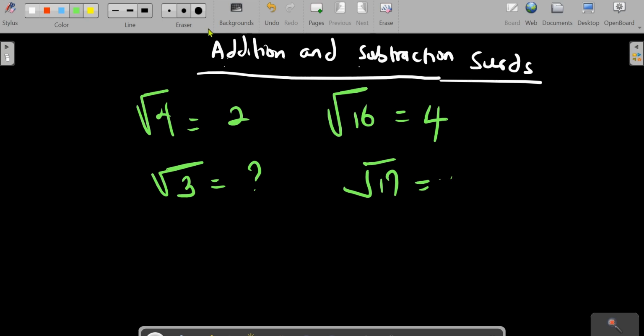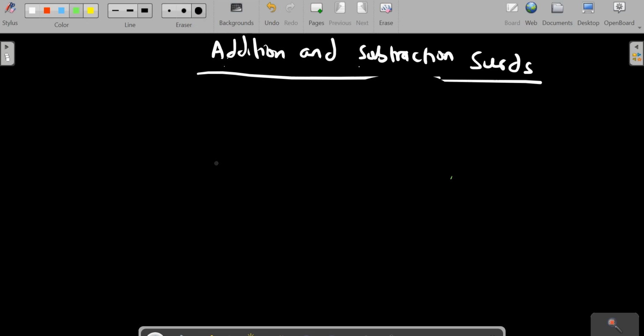So let's go to today's class, which is about addition and subtraction of surds. For example, you are asked to do this: 4 root 3 plus 2 root 3. Now, if you look at this one, there are some surds called like surds.